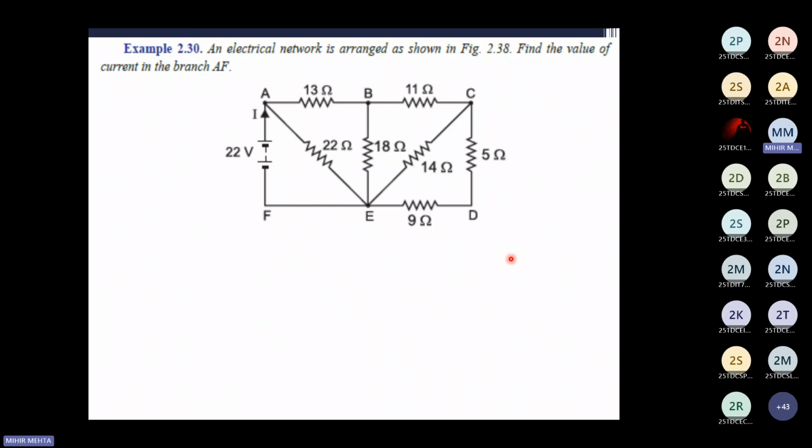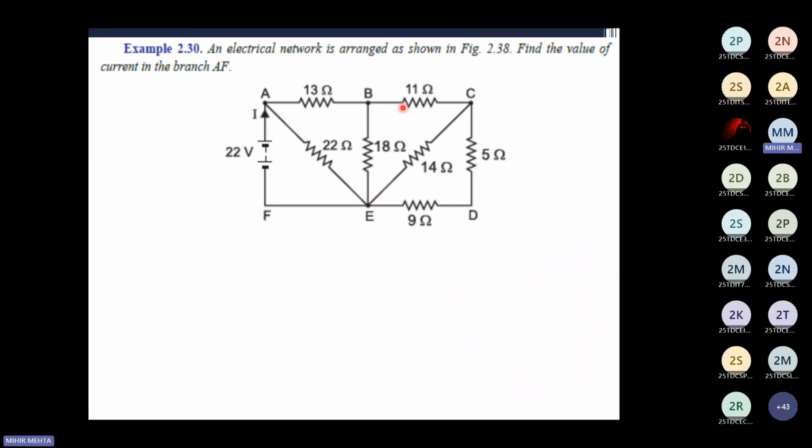Similarly here, in this particular numerical, try to take the snapshot first and then we'll try to solve this. Here it has been asked that what is the current through the branch AF. So that means we need to find out the current that has been supplied by the voltage source, 22 volts. So here if you can see, these 5 ohms and 9 ohms are in series. So 5 plus 9 is 14. 14 parallel 14 will give you 7 ohms. This 7 ohms is in series with 11 ohms.